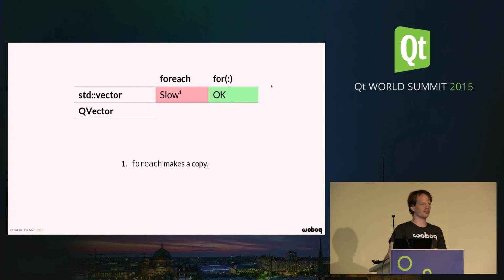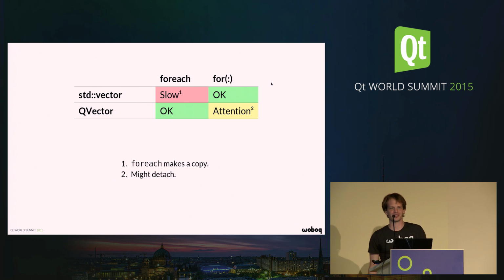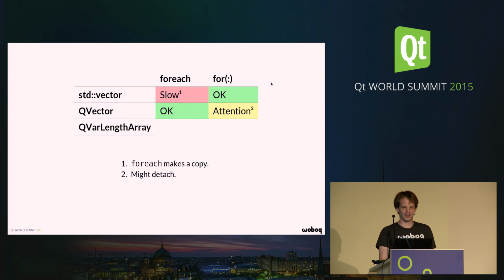QVector, it's a Qt container. Can you use it in foreach? Yes. Can you use it in the range-for? You can, but be careful because it might detach. QVarLengthArray, it's a Qt container. Can you use it in foreach? Yes or no? No, it's one of the few Qt containers that is not implicitly shared. So if you use it in foreach, it will copy the whole array.